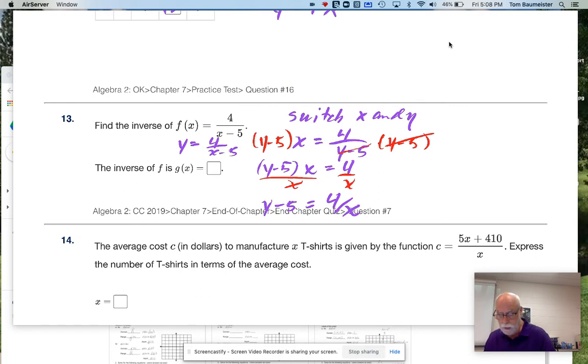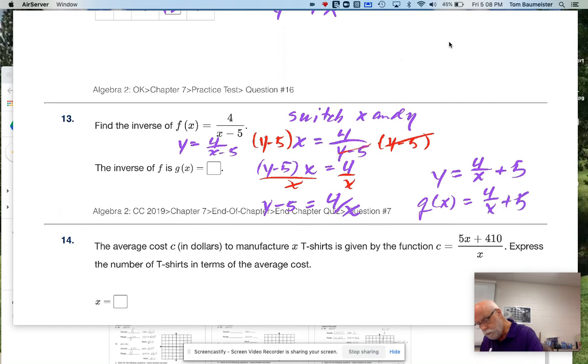And to get y by itself, you would just add 5 now. So you have 4 over x plus 5, because it was negative, so when I brought it over to the other side, it is positive. And then, as you notice, they replace your new y with g of x. All right, so our answer is 4 over x plus 5.